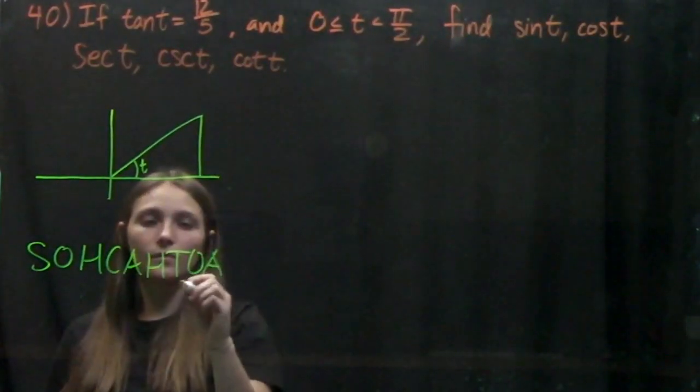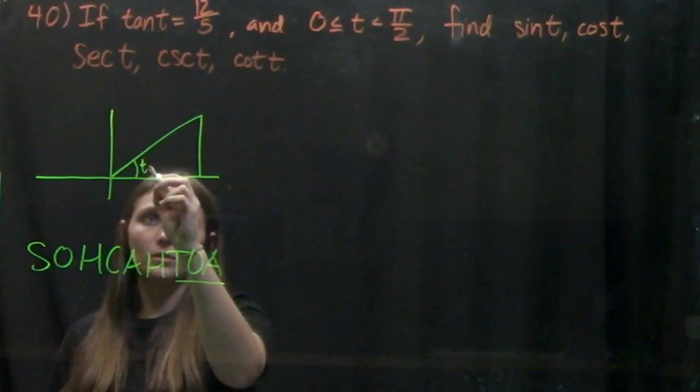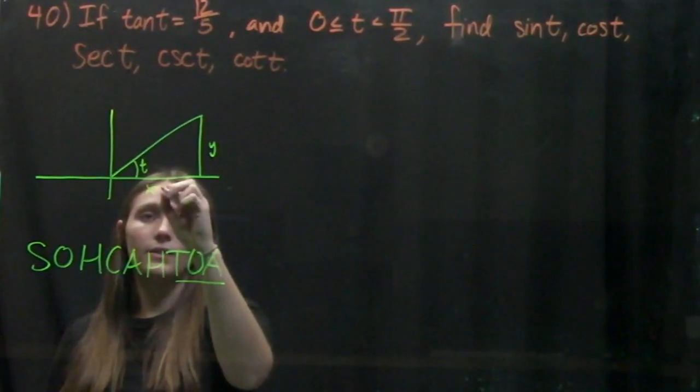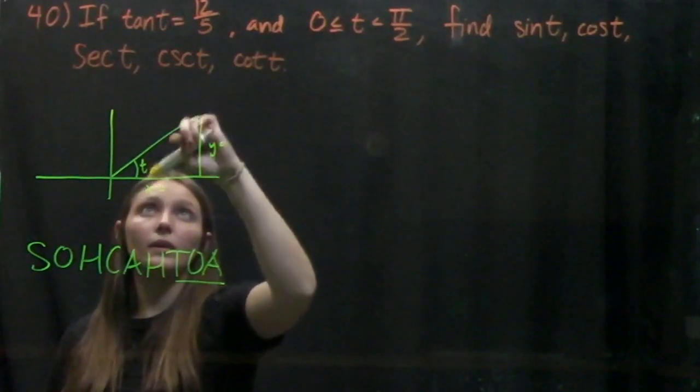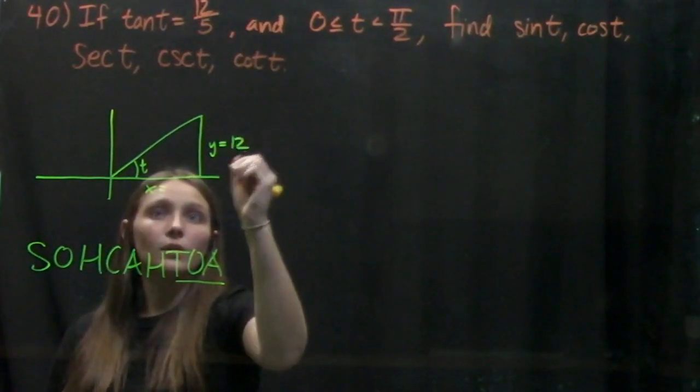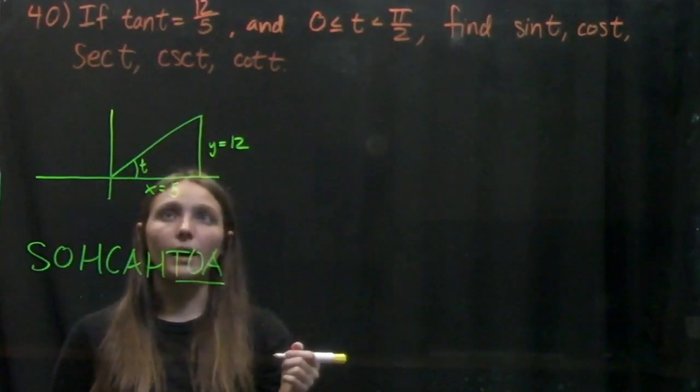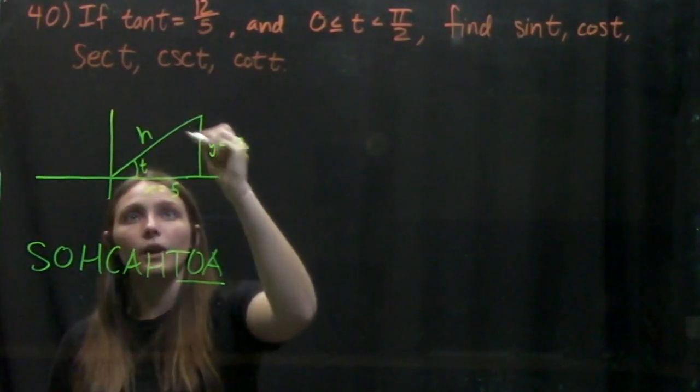that tangent is going to be our opposite over adjacent. So it's going to be our opposite here. This is going to be our y value over our x value. So we have here that it's going to be 12 over 5, our y over x. So now all that's left to find is our h.